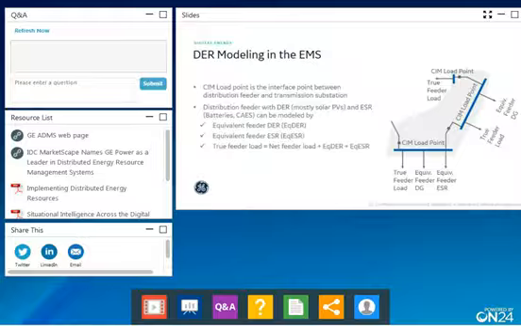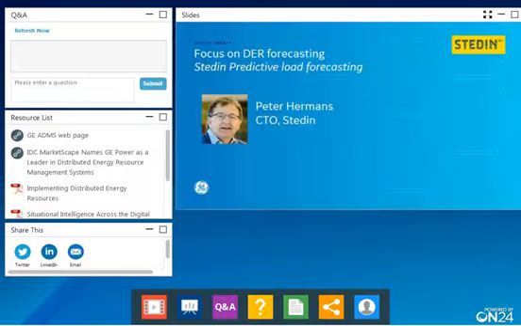Thanks, Fred. Some great insights there on the needs and benefits of taking that holistic view, as well as a good introduction into the different aspects around the DER modeling. So the next topic we wanted to cover was really getting into DER forecasting. So at this point, I'd like to invite Peter to talk in particular about Stedin's recent project on predictive load forecasting. Peter?